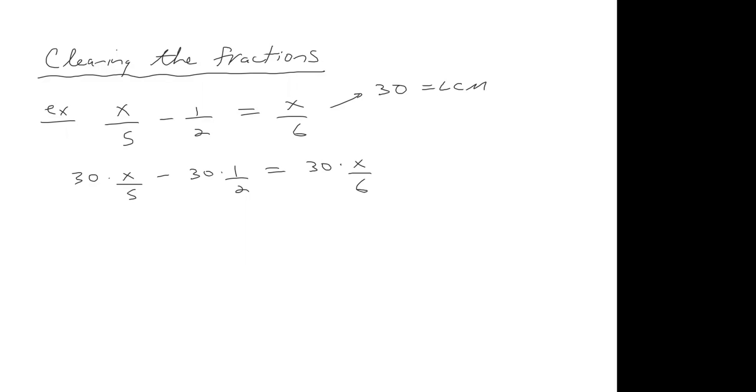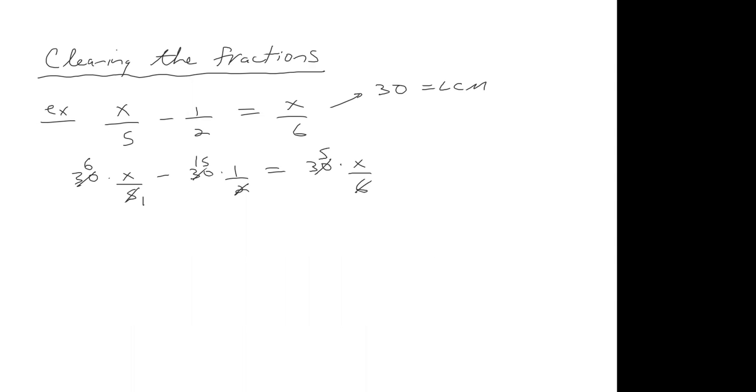So the reason why I'm multiplying each of those by 30 is because now some cross canceling occurs. When I take 30 and multiply by a fraction, I can actually cancel the 5 with the 30 and get a 6 up there because 30 over 5 is 6. 30 over 2 is 15 and 30 over 6 is 5.